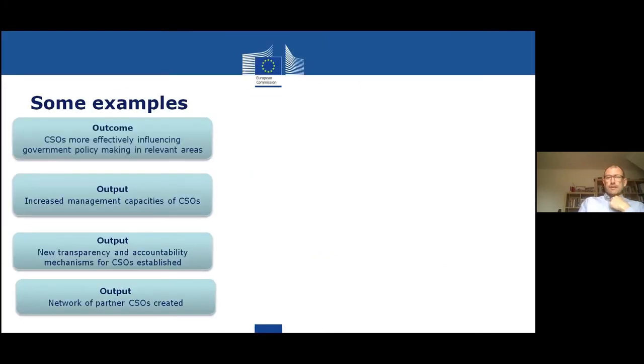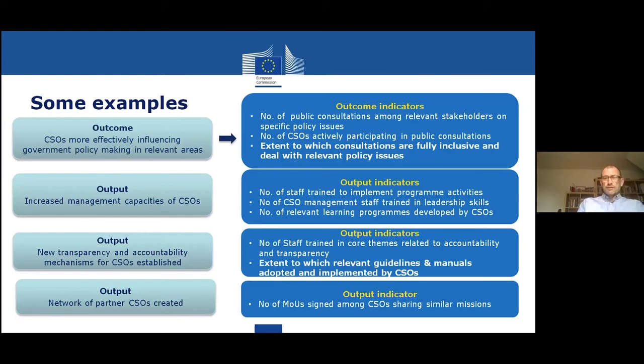There's a few examples. I won't dwell on this, but here in these boxes you've got result statements, and on your right are some indicators which have been added to them. This is taken from a real example in your neighbouring country to the south, i.e. Armenia, it's been a little bit adjusted, but you can see that in the outcome indicators there's a mix. So we're talking about numbers of public consultations, and then numbers of civil society organisations actively involved in these public consultations. And then we talk about the extent to which consultations are fully inclusive and deal with relevant policy issues.